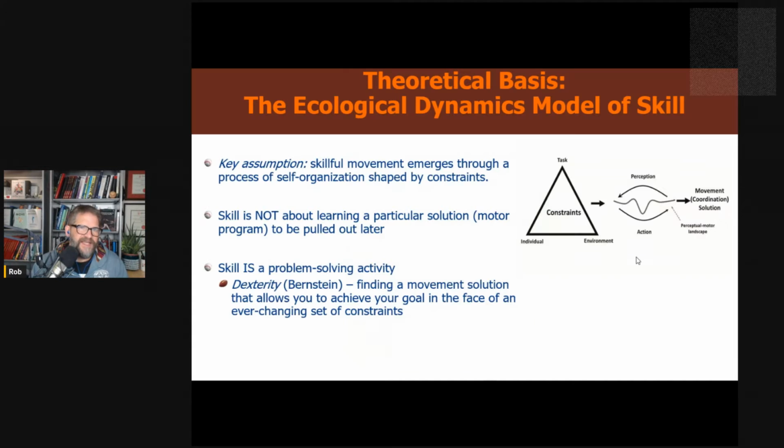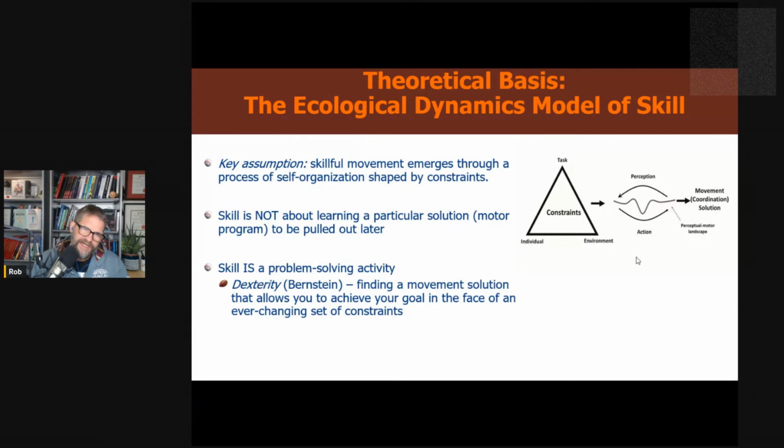Obviously, the constraints-led approach is the main methodology that comes from the ecological dynamics model of skill, right? And I've gone through this lots of times in my podcast as well. The key assumption in the ecological dynamics model is that skillful movement emerges from a process of self-organization, which is shaped by the constraints: the individual, the task, and the environmental constraints. Skill is not about learning a particular solution, learning a motor program, whatever you want, something stored in your head that you're going to pull out later, like a technique.